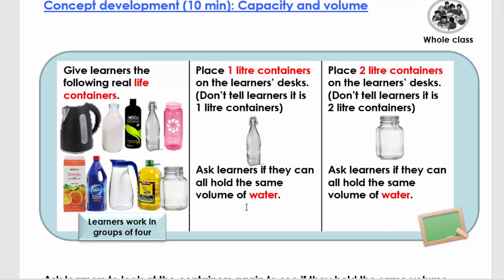Then you can take one jug, fill it with 1 liter of water or sand, and pour it into the different containers so the learners can see the shape can differ, but it can still hold 1 liter. We're going to do the same activity with 2 liter containers. At this time you can pause and do the fun introduction activity with your learners.